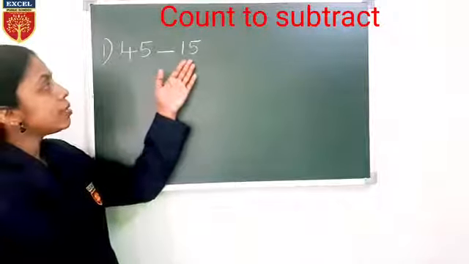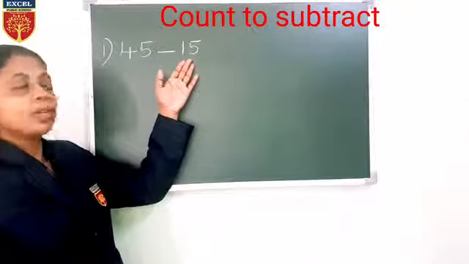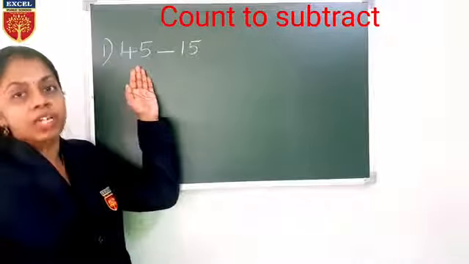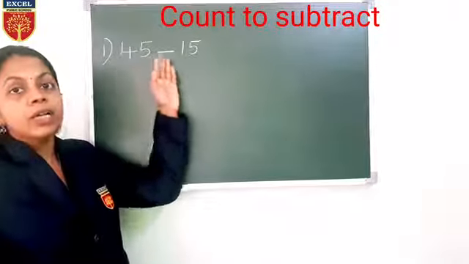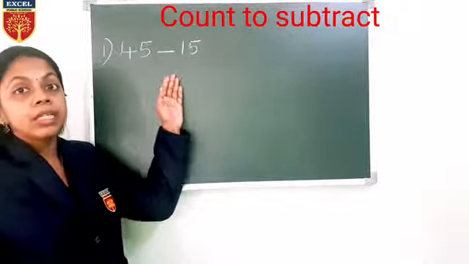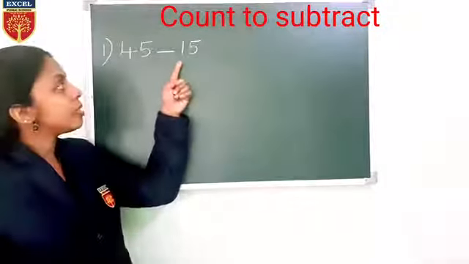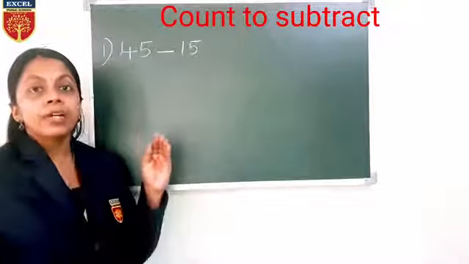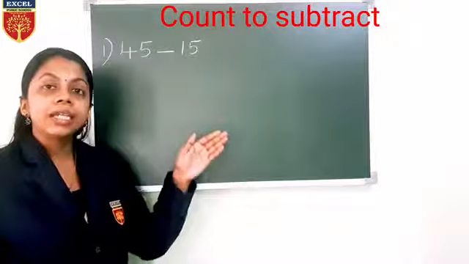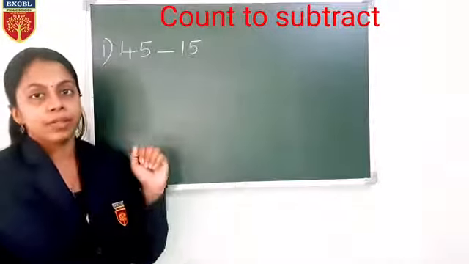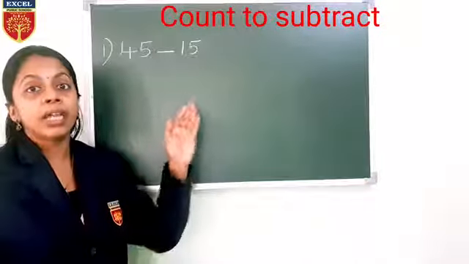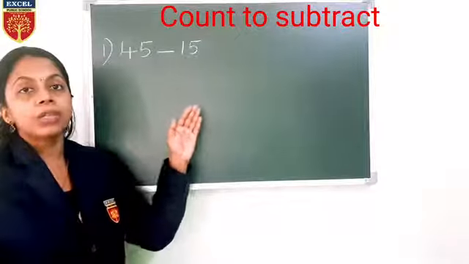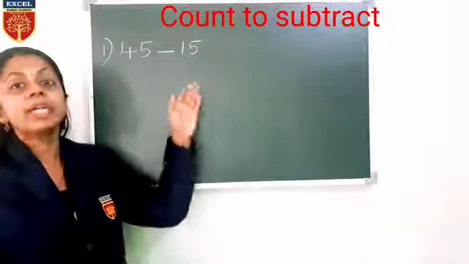But how to subtract by counting numbers? First, you need to start counting from 15 till 45 and you need to add 10 to this 15. Why are we adding 10? Because we know that it is easier to count in jumps of 10. When we add 10 to any number, it will be very easy. That is why we are counting in jumps of 10.